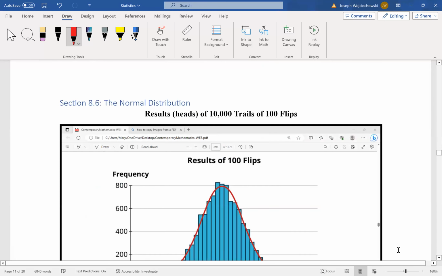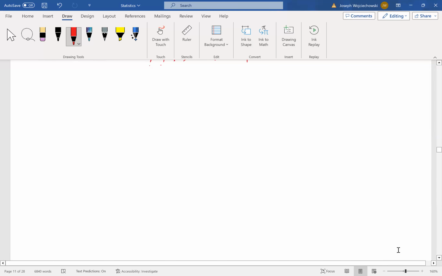Okay, so here, wow, that was quick too. So that does it for the percentiles.